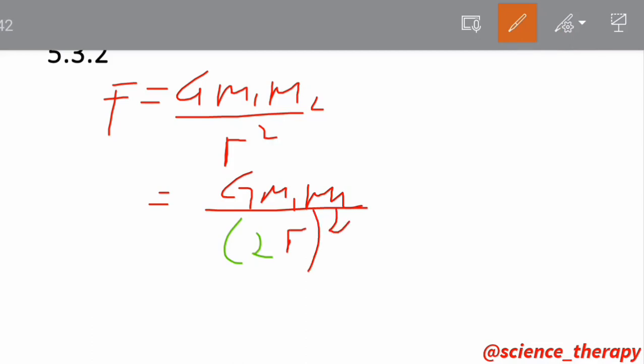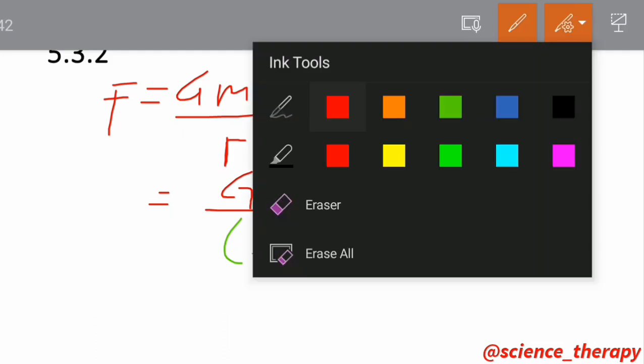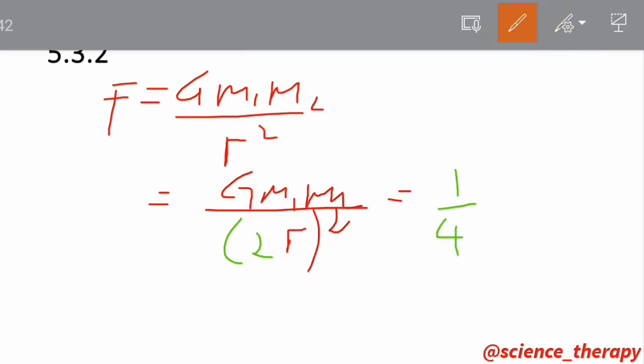So it's like that, right? In other words, having to punch all this. 2 to the power of 2 is 4, so let's write it like this. That means now we have 1 over 4, right? And then this is still G M1 M2 over R squared. So this is the 2 squared here, giving us the 4, and then the 1 here from the constant.